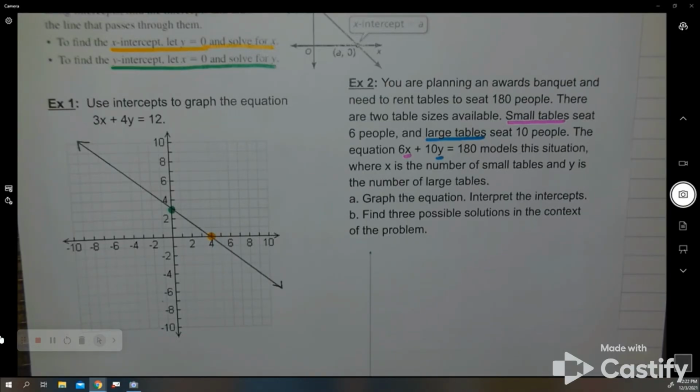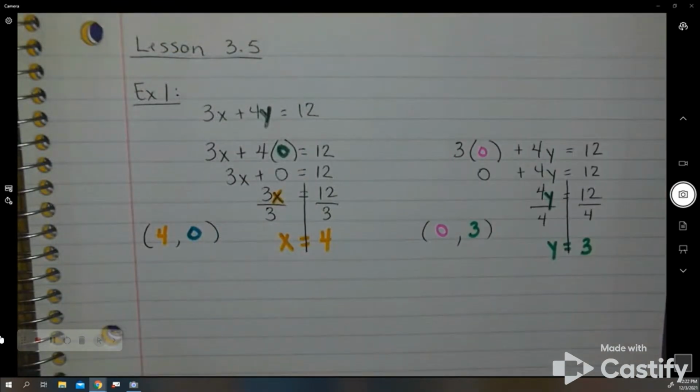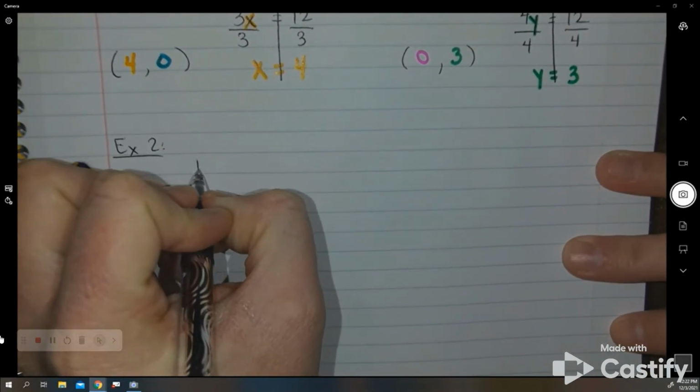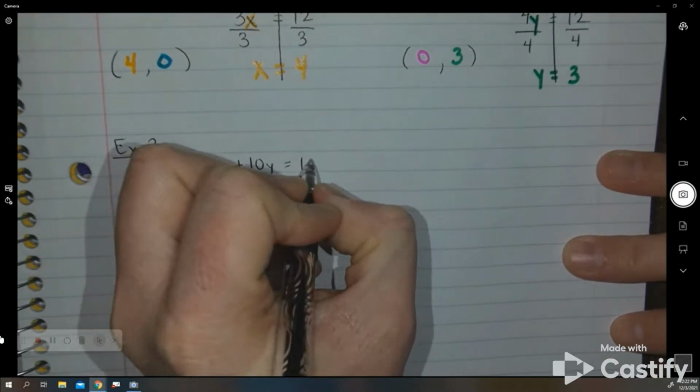So we're going to figure out what those mean. And then we're going to find 3 possible solutions in terms of this problem. Okay. So first, let's use our knowledge about x and y intercepts to figure out how to graph it. So for example 2, our equation is 6x plus 10y equals 180.